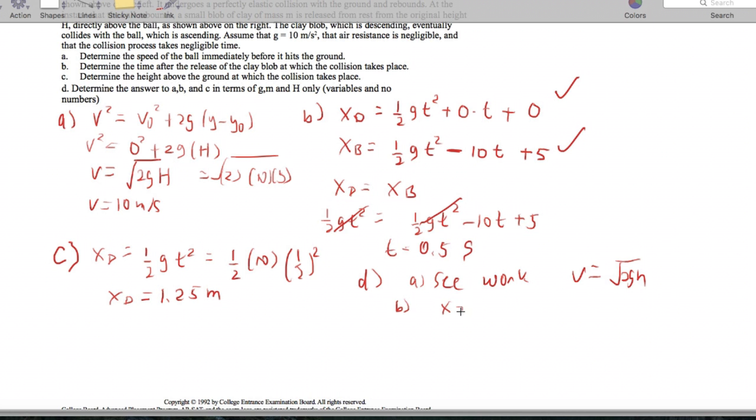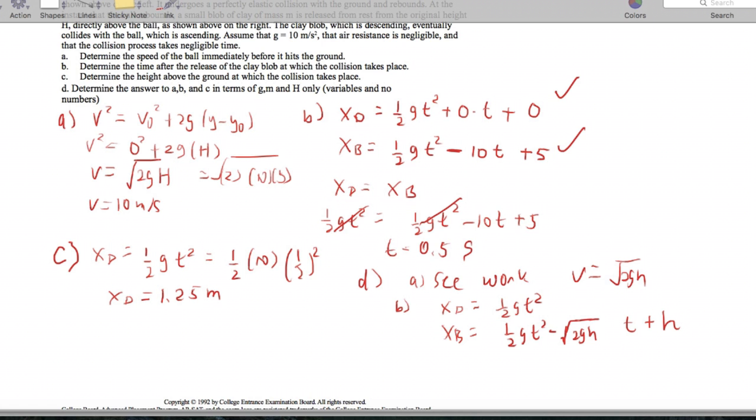So the dropping equation is 1/2 GT squared, and then the bouncing equation, it bounces up. So this part, 1/2 GT squared, is the same, but then we'll subtract off that term, but instead of 10, we'll just put square root of 2GH times T, plus H, because it's actually at this height that it was on the ground.